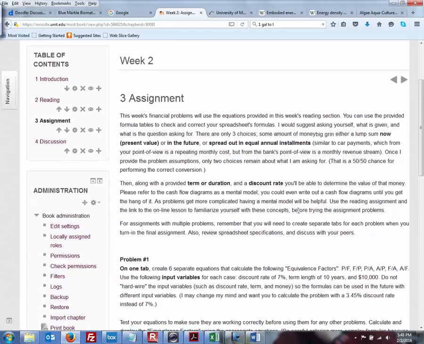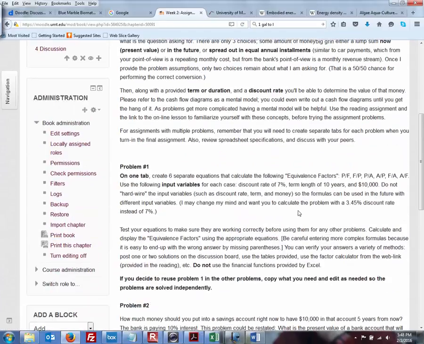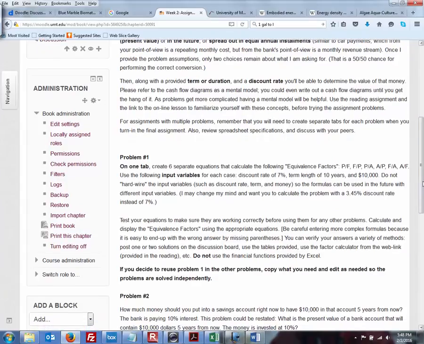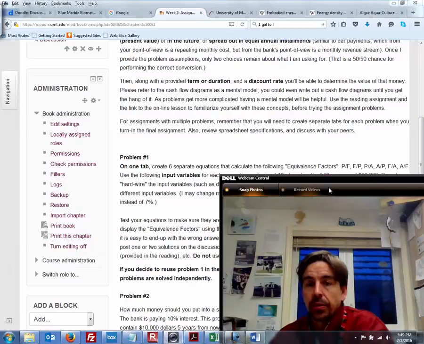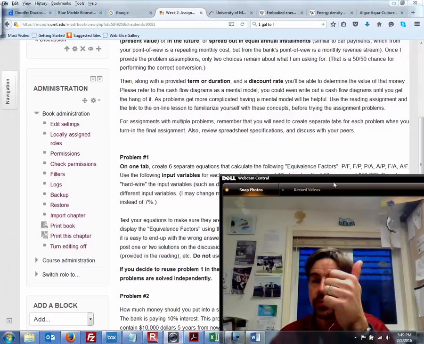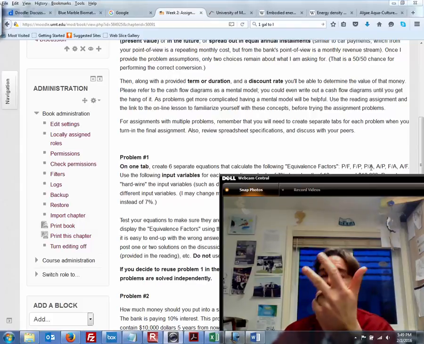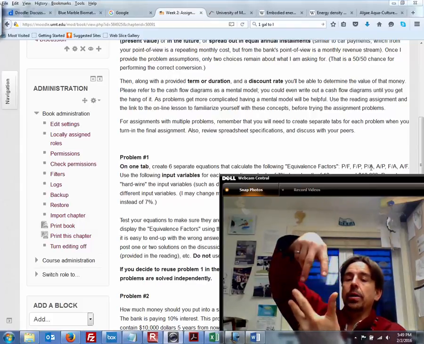Assignment 3. Okay. Problem 1. On one tab, create 6 separate equations. I think I did a video of this. But here's the way to think about this. The three things I talked about, present value, future value, and annuity, are all right there: F, P, and A. And with 3 separate variables, there are 6 ways to combine them.